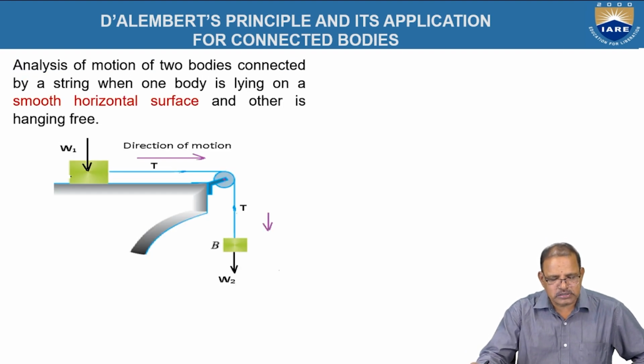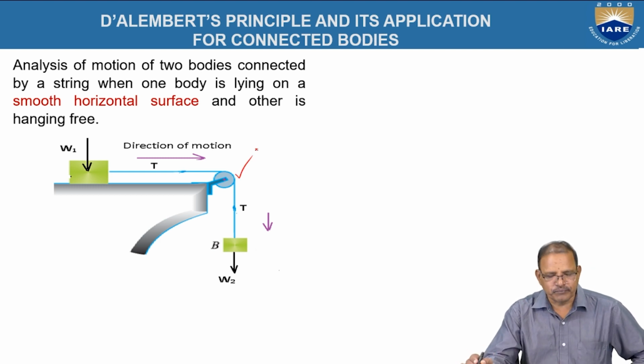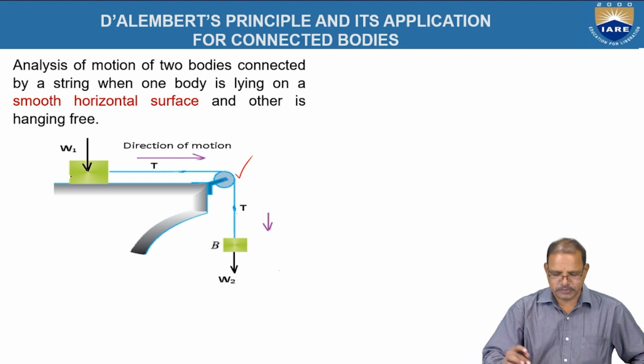Here another application is, one object lies on a horizontal plane, and one more object is hanging vertically downward, connected by an inextensible string which passes over a frictionless pulley as shown in figure. The velocity with which the body is moving downward, or the tension in the string, can be determined by applying D'Alembert's principle.